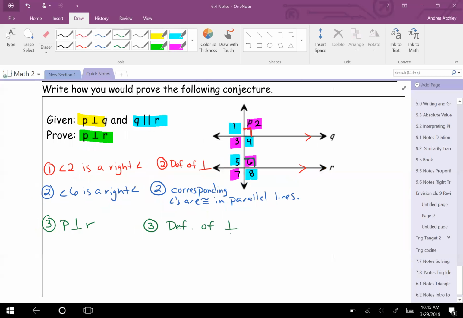He said that if I have a right angle, then the lines have to be perpendicular, because perpendicular lines form right angles. There's a right angle on top because these are perpendicular, because they said there's perpendicular. 2 and 6 are right angles because these lines are parallel, and those are corresponding angles. So now I can say that P is perpendicular to R. Any questions over that? We're good? Okay.